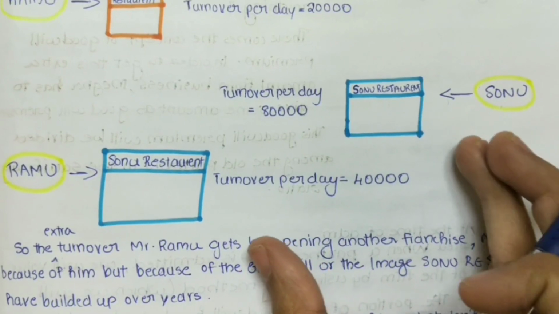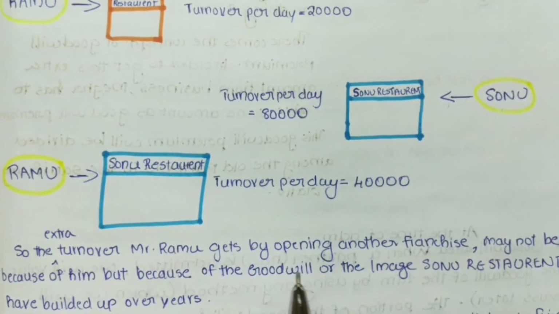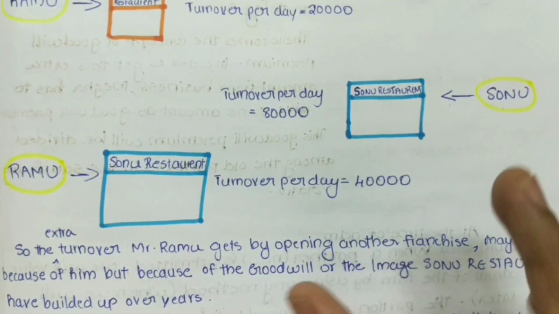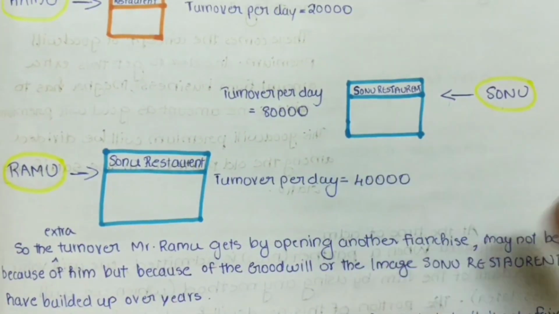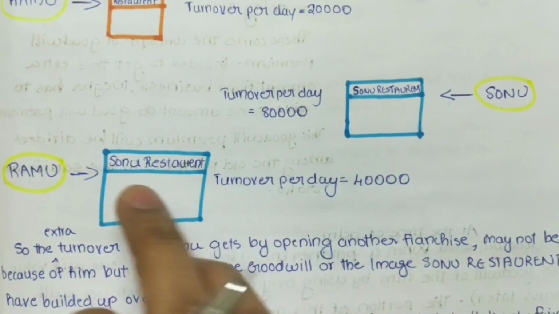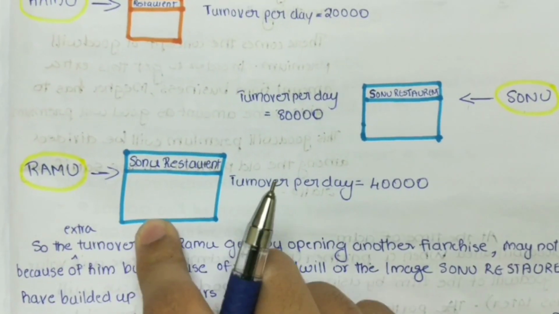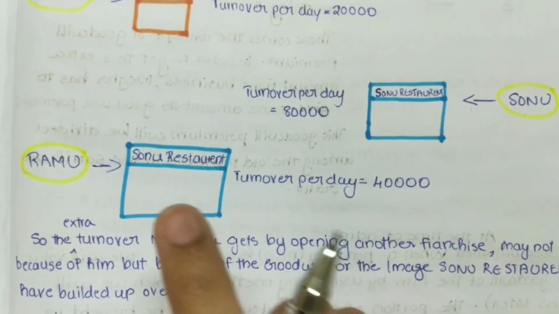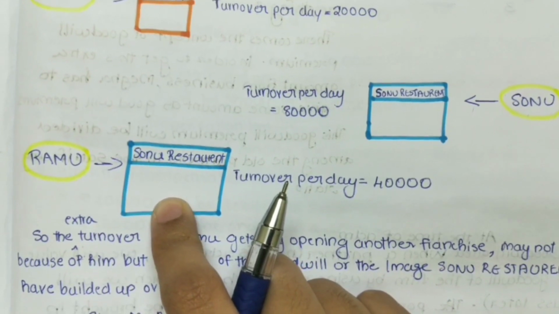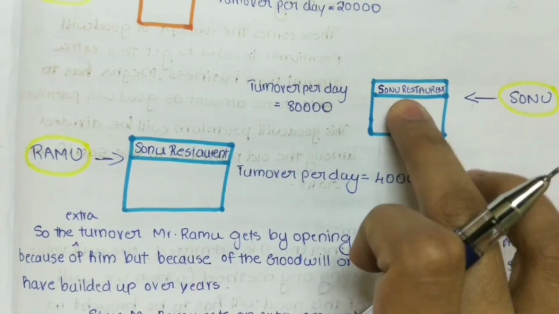But when he starts a franchise of Sonu restaurant, he gets rupees 40,000 per day. Why? Because Sonu restaurant has its own image already built in the society, right? So the customers who have already eaten from a Sonu restaurant know its taste. They believe in Sonu restaurant. So they come to the franchise of Sonu restaurant, and thus Ramu gets extra rupees 20,000.